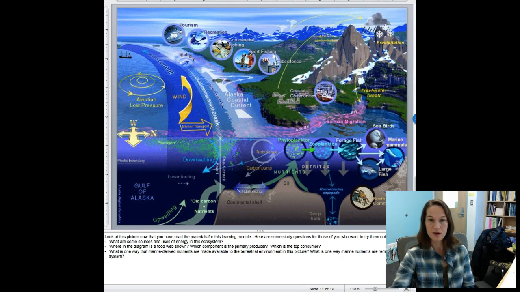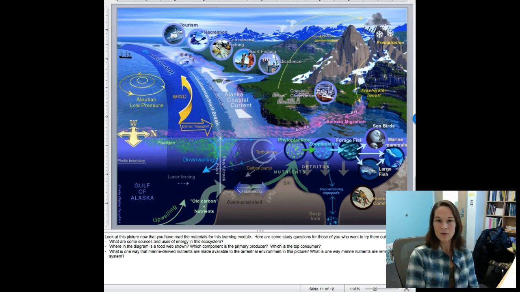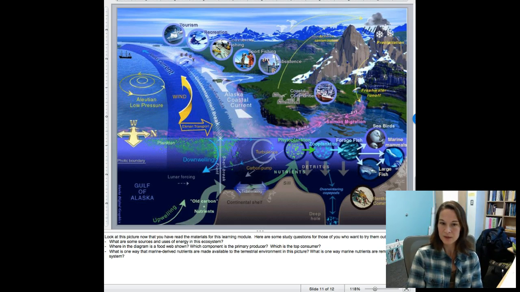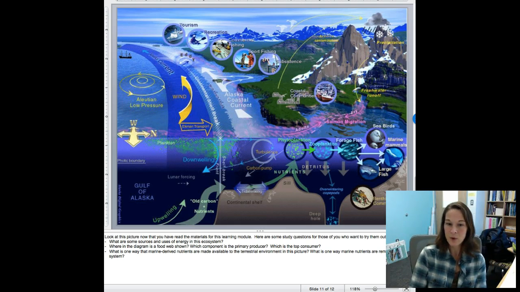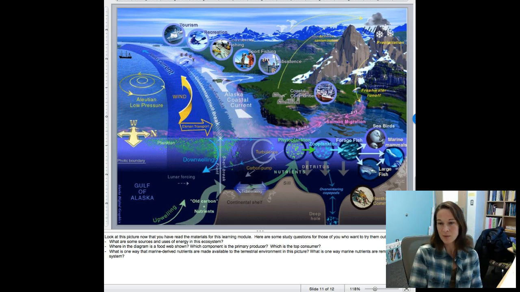And go back to this slide here. This is kind of a stylized diagram of an ecosystem. And I'm going to end the recording here, but I want you all to take a look at this image just briefly and basically ask yourself, here's an ecosystem that's got both energy and nutrient cycling going on. What are some of the sources and uses of energy in this ecosystem? Where in the diagram is a food web shown? Which component in that food web is the primary producer and which is the top consumer?